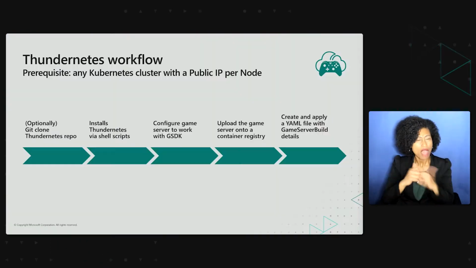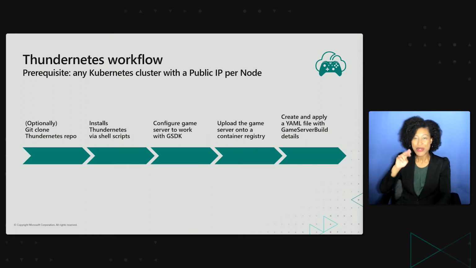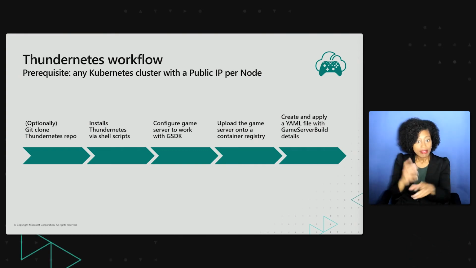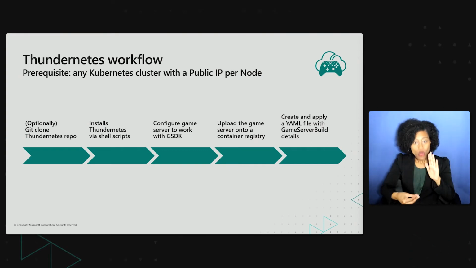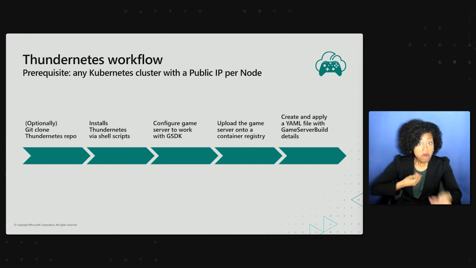A prerequisite for running your Thundernetes workflow is you need a Kubernetes cluster with a public IP per node. You can git clone our Thundernetes repo. This is optional if you want to contribute back or change something. Fork, of course. Please do.